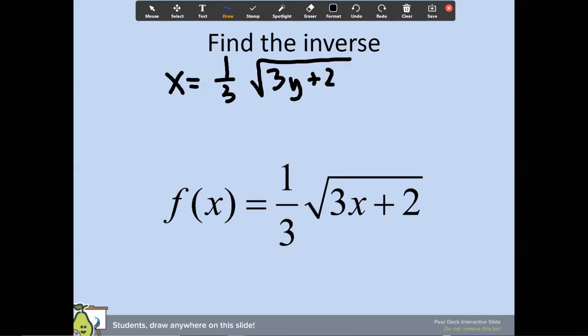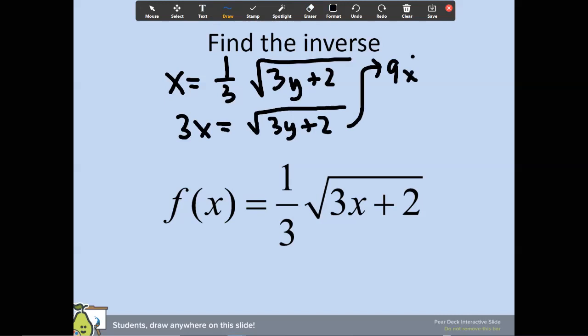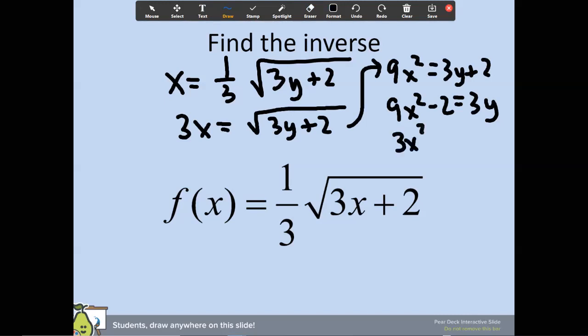I am going to now get this to be in y form. So I'm going to multiply by 3. I am going to square both sides. So when I do that, I'm going to get a 9x squared equals 3y plus 2. I am going to minus 2. I'm going to divide by 3. So when I divide the 9 by 3, I get a 3x squared. When I divide the 2 by 3, I get a 2/3 is equal to y. This is going to be my equation.